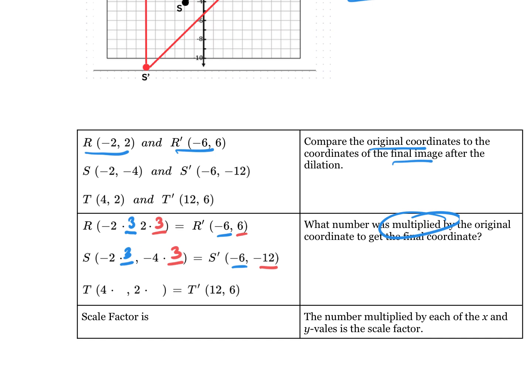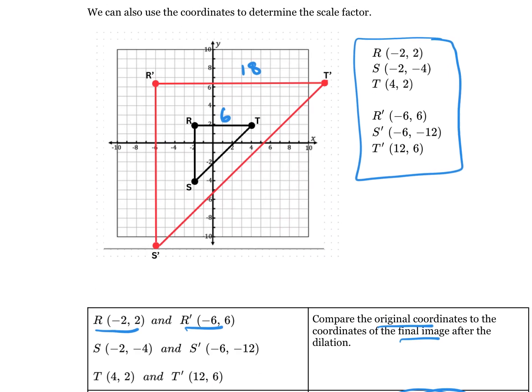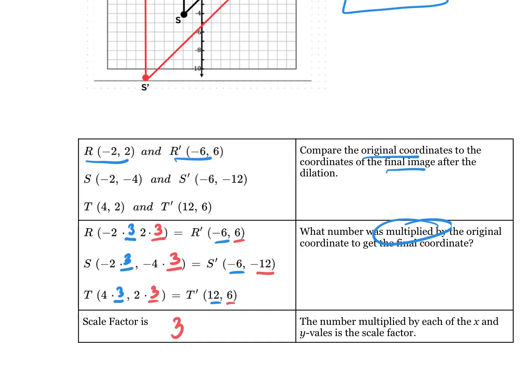And lastly, we have T. We have 4. What times 4 gives me 12? Obviously, that is 3. And what times 2 gives me 6, which is 3. So what is my scale factor? My scale factor is 3. So we can use either the side lengths from the graph, as we did here, or the coordinates. Either option will give us the scale factor.